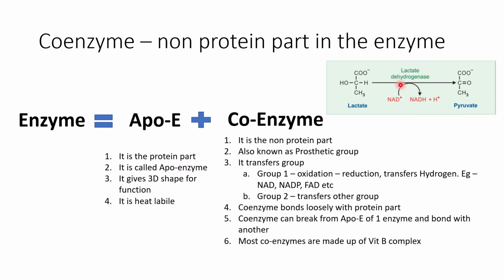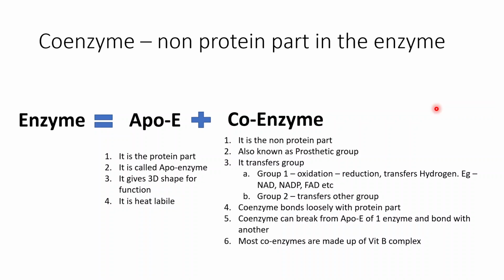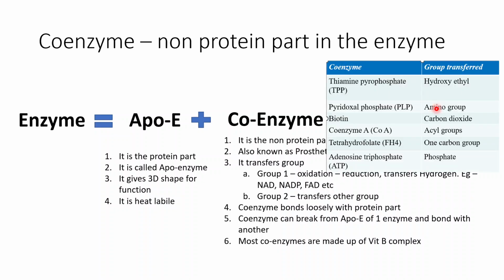So lactate dehydrogenase is the enzyme which contains the coenzyme NAD, and this NAD is transporting the hydrogen or transferring the hydrogen group. Okay, so this is an example of group 1 coenzyme. Okay, now group 2 coenzymes are those which transport groups other than hydrogen.